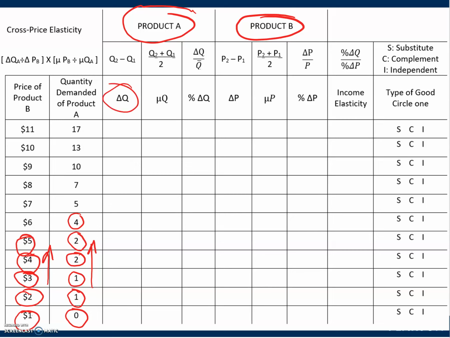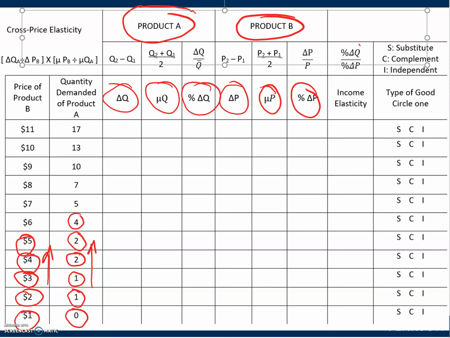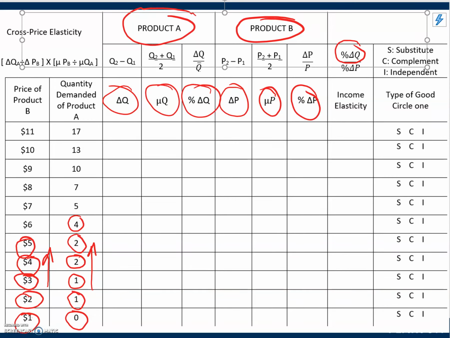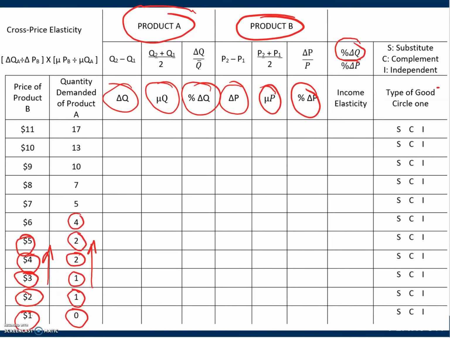Here's your change in quantity. Here's your average quantity, and then your percent change in quantity. Here we have our change in price of product B, our average price for product B, and then our percent change in price for product B. So all you're going to be doing is taking your percent change in quantity divided by your percent change in price.